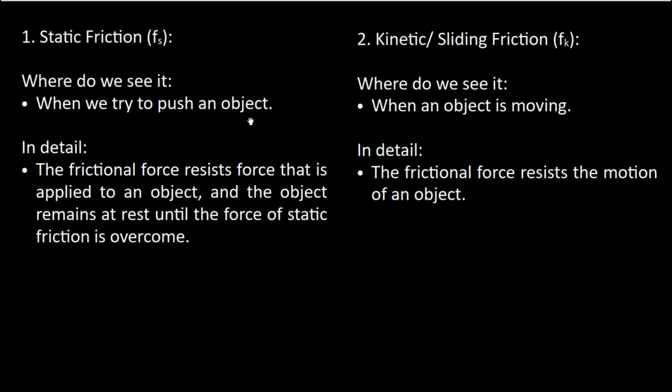Okay, I do have the definitions. Static friction is represented with Fs. It can be capital F and S, small f and s, depending on the book. Where do we see it? When we try to push an object. So in detail, the frictional force resists force that is applied to the object, and the object remains at rest until the force of static friction is overcome.